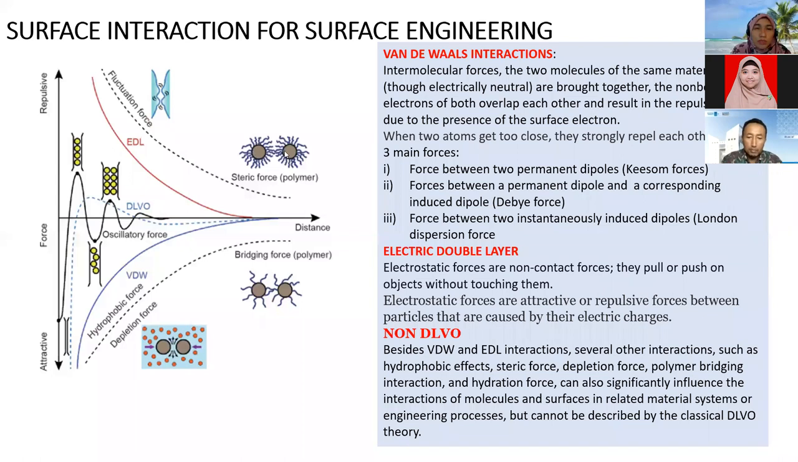A has charge positive and negative, B positive and negative. They come together because of this charge. And this is what we mean by Keesom forces.